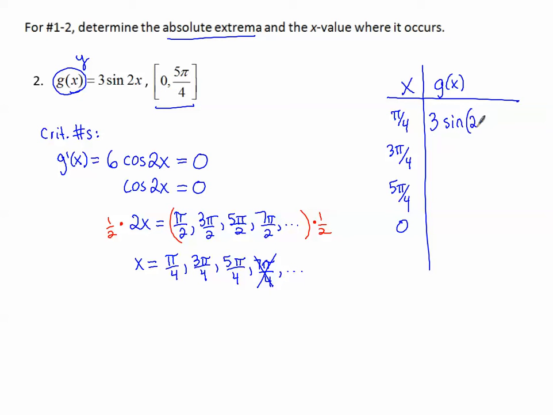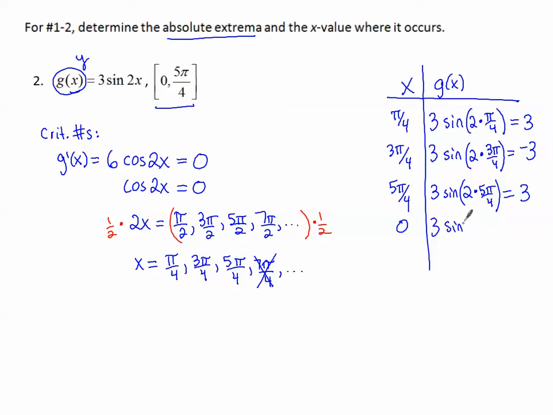Now let's evaluate the original function, 3 sine of 2x, at each of these values. 3 sine of 2 times pi over 4, 2 times pi over 4 makes pi over 2, so that makes 1, and 3 times 1 is 3. 3 times sine of 2 times 3 pi over 4, and that makes negative 3. 3 times sine of 2 times 5 pi over 4, and that makes 3. And finally, 3 times sine of 2 times 0. Sine of 0 is 0, so that makes 0.